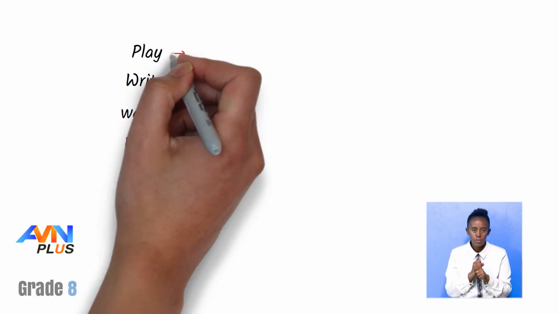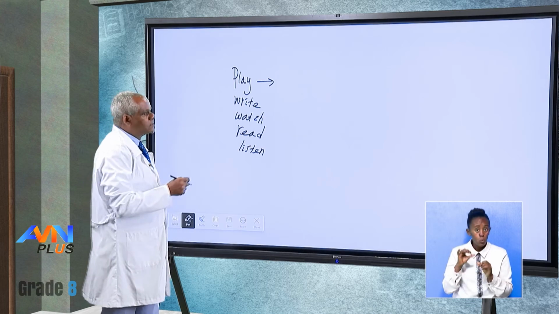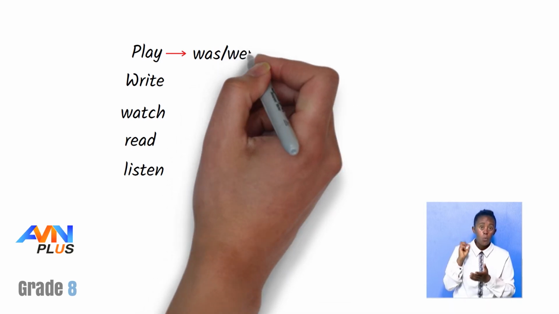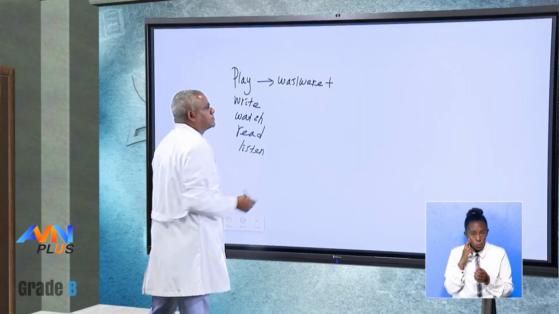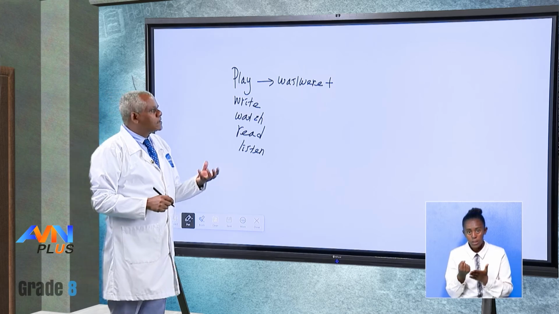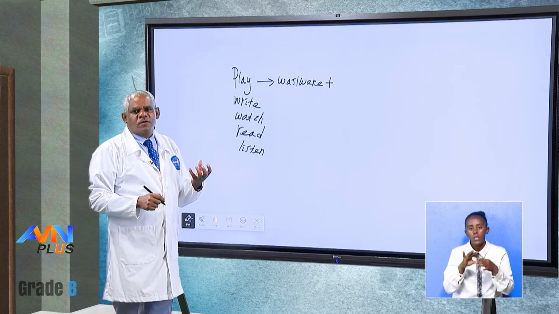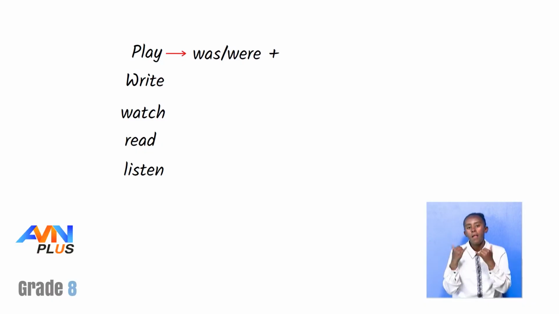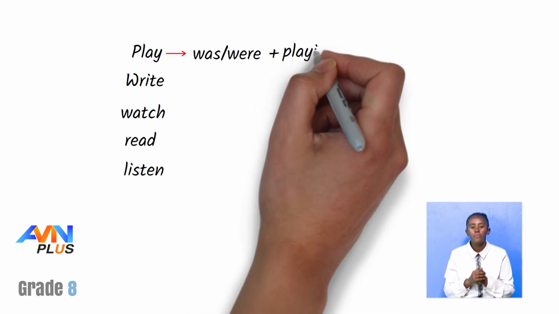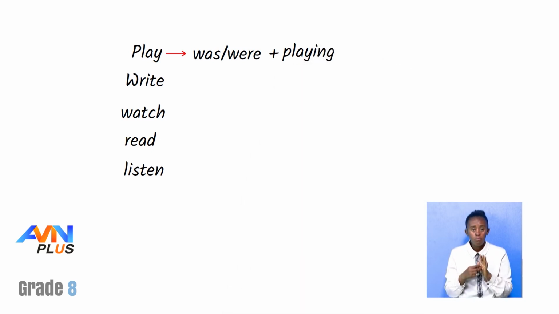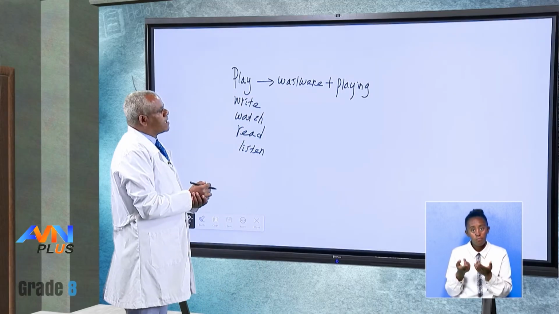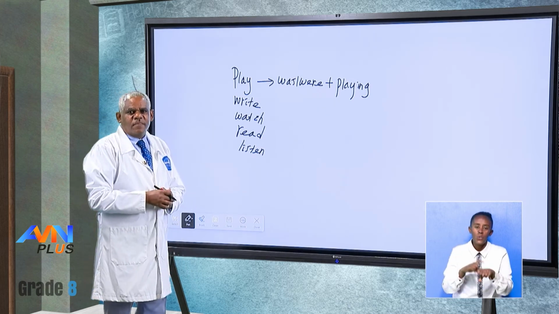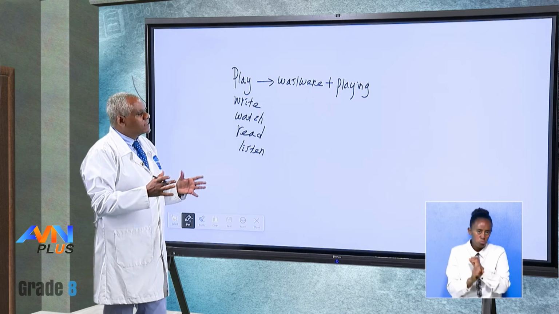In order to write these verbs into past continuous tense, was and were are common in both cases, because the subject determines the kind of sentence that we are forming. Therefore, with was and were, we add ing to play, which becomes playing. So this becomes was playing and were playing. You are ready to form past continuous tense. The form is like this.